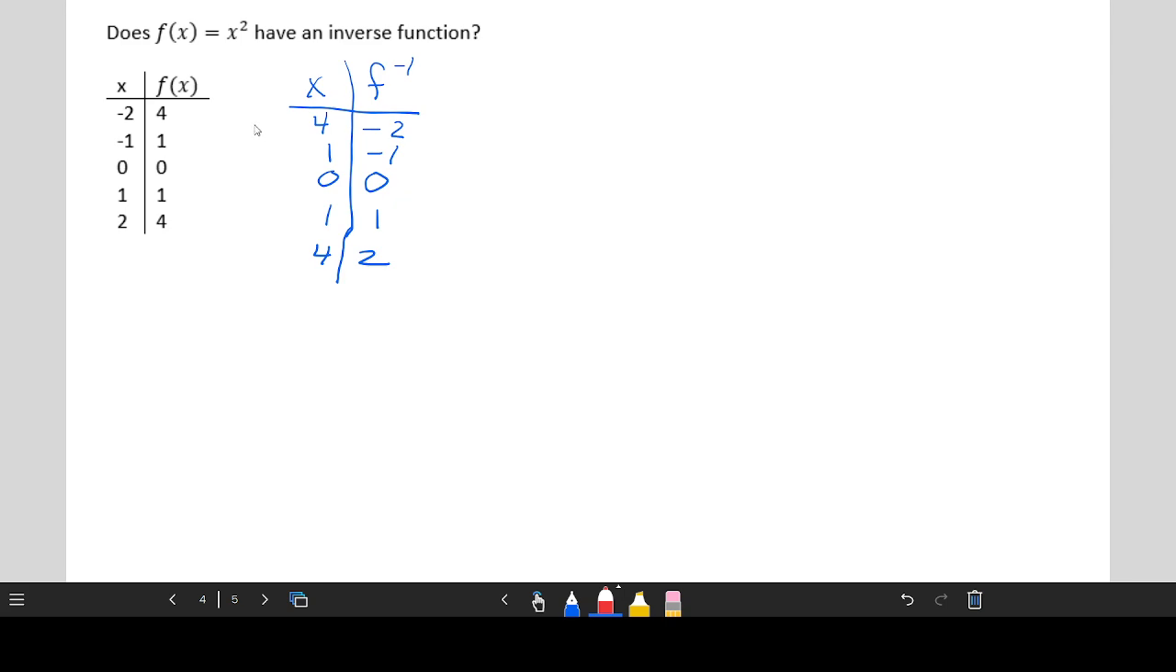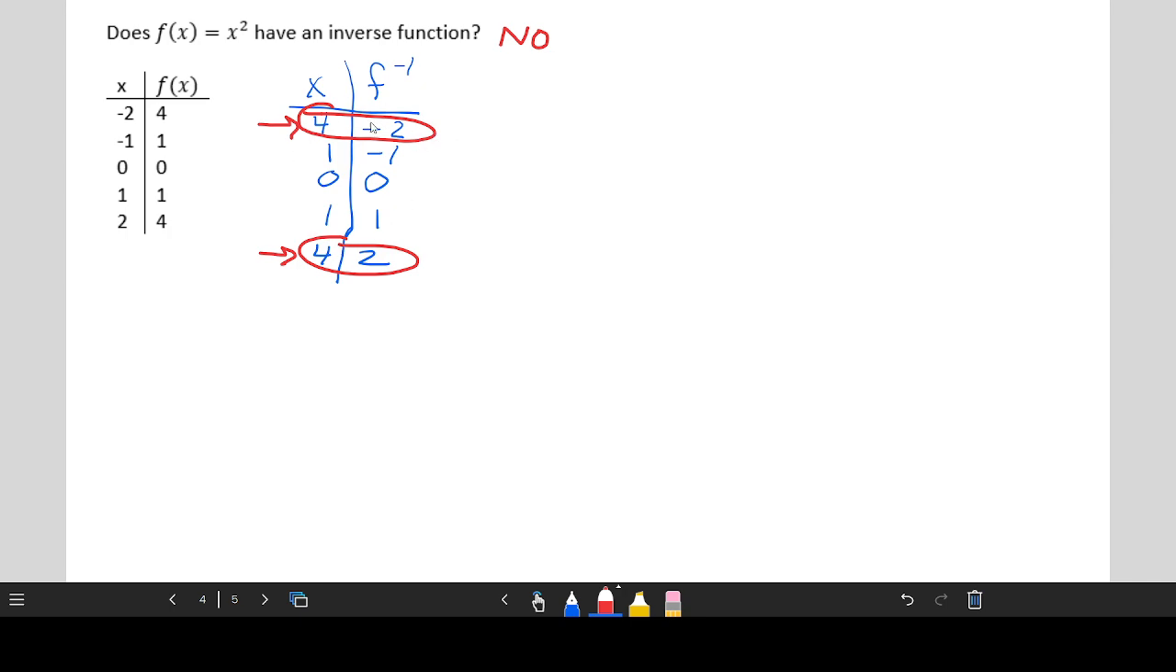Hopefully you said no. Here's one example of an x value giving us two different y values. We have also another pair of points where that's the case, and if I had written out more points in the original table, we'd see even more. But as soon as you find one example of an x value giving you two different y values, you know that's not a function. So no, the function x squared does not have an inverse that is a function.